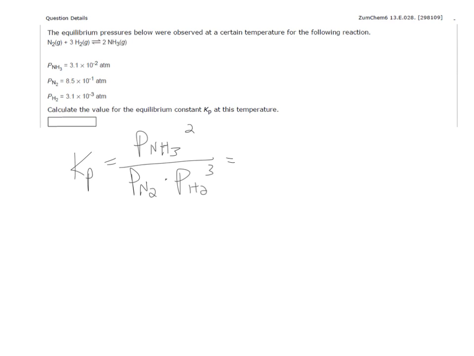So we just plug in the values that they gave us. For NH3 it was 3.1 times 10 to the negative second. For N2 it was 8.5 times 10 to the negative first. And for H2 it was 3.1 times 10 to the negative third. It's just a matter of crunching numbers at this point.